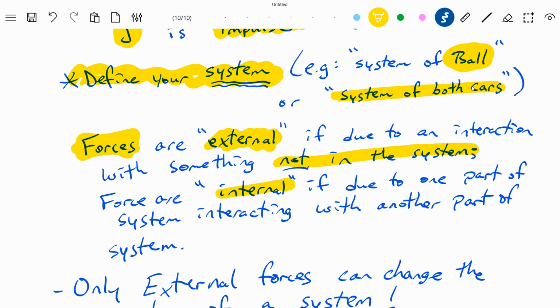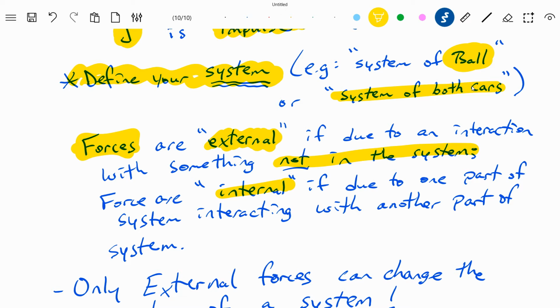Okay, but maybe just to give you one quick example here, let's suppose that I say a baseball is hit by a baseball bat. If I said I want my system to be the ball and nothing but the ball, then the bat would be part of the environment. It would be considered able to apply an external force to my ball because the bat's not in the system, just the ball.